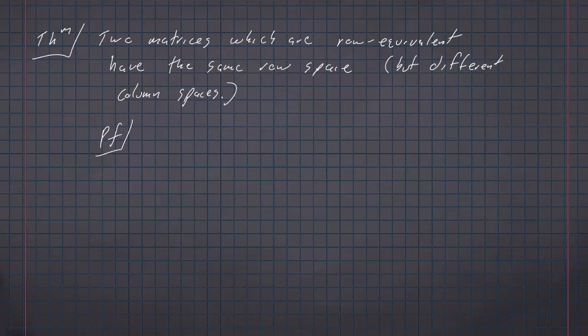Once again, I'm not going to give a full proof here, but I want to jot down a couple of ideas that will help you understand why this has to be the case. We know that the row space is the set of all linear combinations of the row vectors, if I can talk.